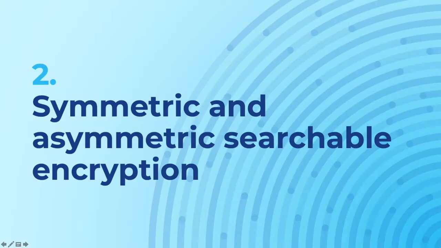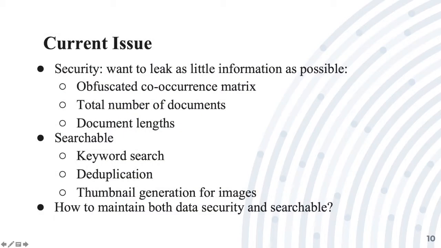Now, let me introduce the second part, symmetric and asymmetric searchable encryption. We are all familiar with symmetric and asymmetric encryption, and there are 2 important features when implementing them in databases. First is the security, that we want to leak as little information as possible. Second is the searchability. The problem is how to outsource the data in a private manner and maintain the ability to selectively search over it. We are going to introduce the solution to this question.